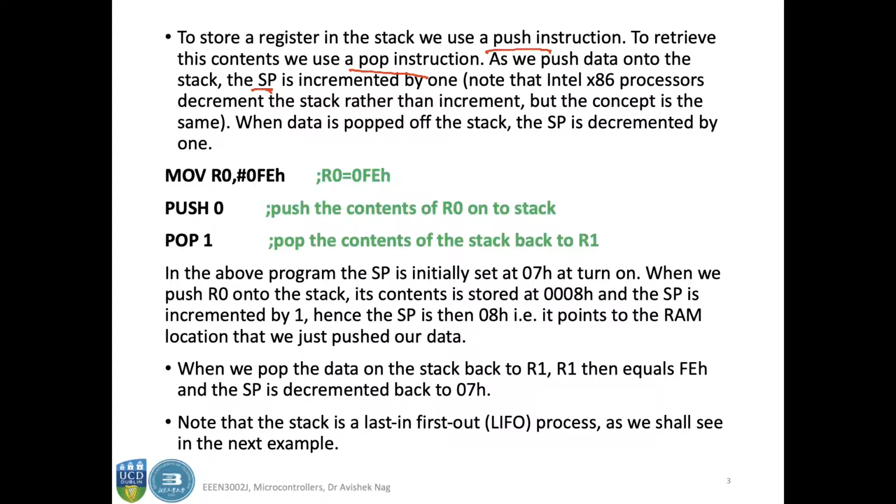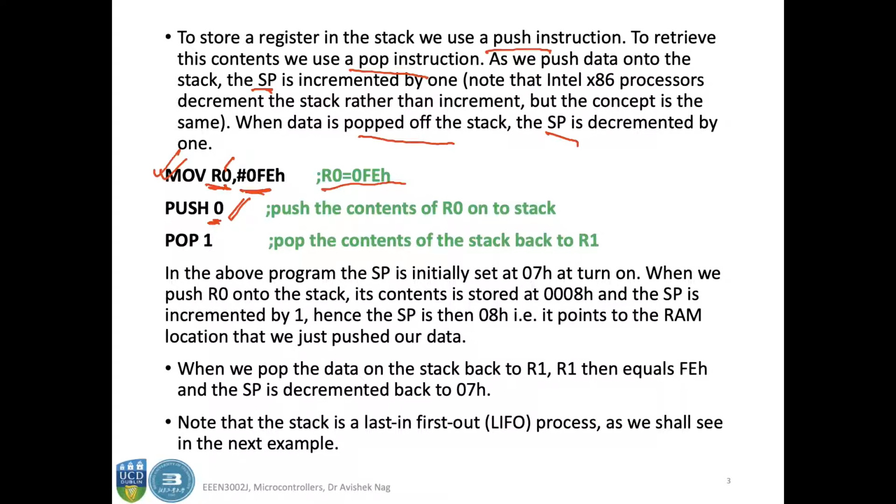So let's say your register 0 contains this information, so you use this instruction move R0 with this data. So R0 will contain this data, and now if you want to move the contents of R0 to the stack temporarily, then you use this instruction push 0. So this 0 indicates that it is in the register R0. Okay, and simply using this instruction will move the contents of R0 to the stack.